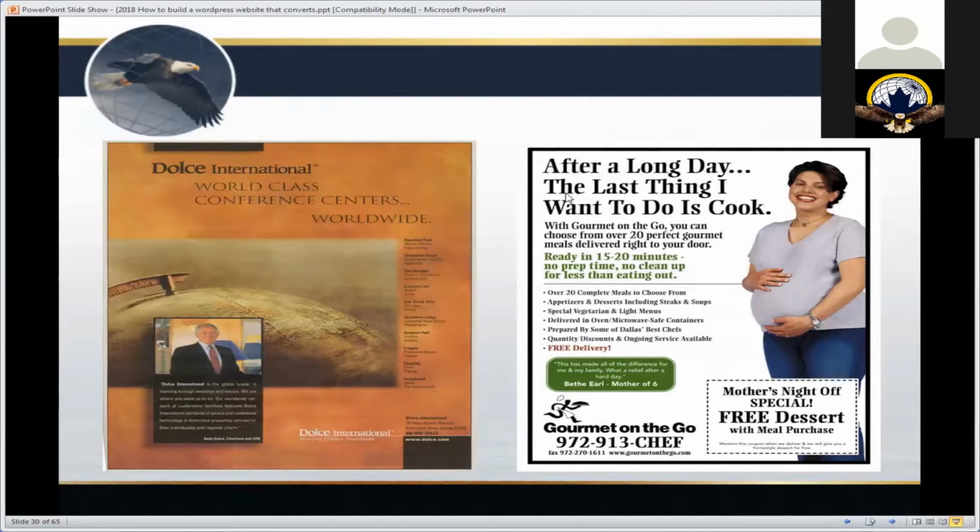After a long day, the last thing I want to do is cook. So we picked on the pain button right here for this particular company, Gourmet to Go. So here's a subheadline as well. Here's another subheadline. And then what we have is some education plus free delivery.